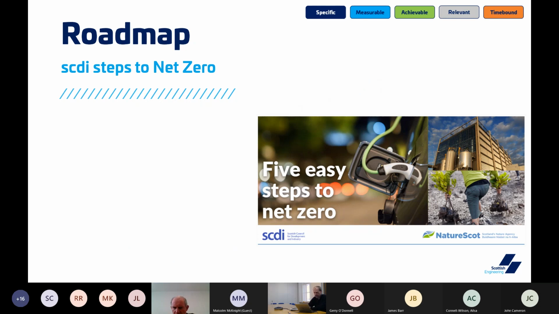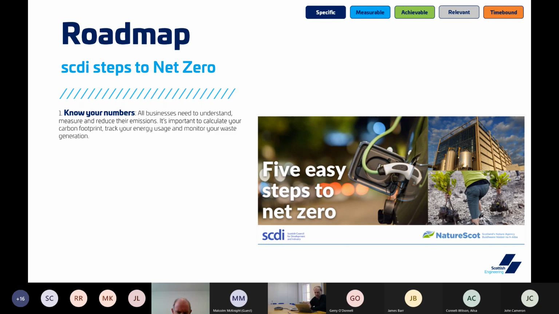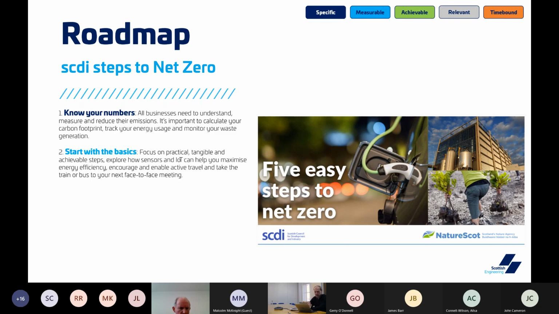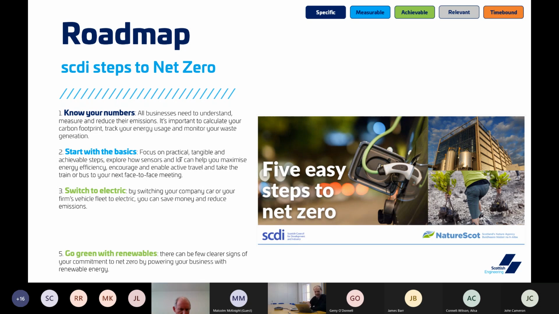The Scottish Council for Development and Industry, SCDI, has steps to net zero, again SMART. The first step is know your number. Then start with the basics, so you will talk about it again, but it's about scope 1 and scope 2. Then switch to electric, moving from gas, and then go green with renewables. Once you've gone electric, go for renewable electricity. And then they really protect the bees and plant the trees, but it's ETS at the end, as we talked about. So again, it is relevant and it is SMART.